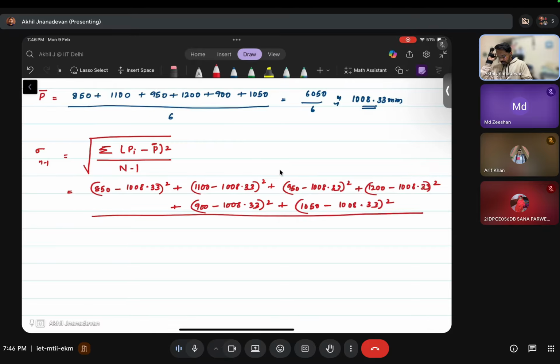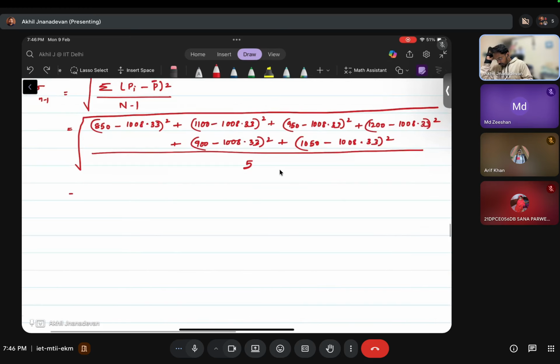So the total n is 6. 6 minus 1 is 5, right, and the square root of this. If we do this, we will be getting the standard deviation sigma n minus 1 as 131.97 mm. So we have the mean and standard deviation.